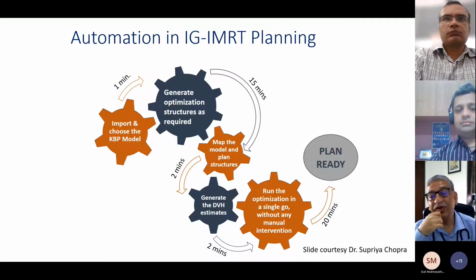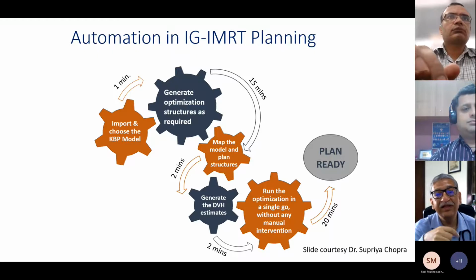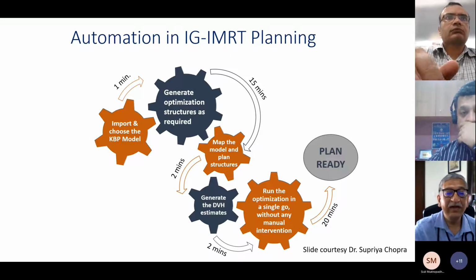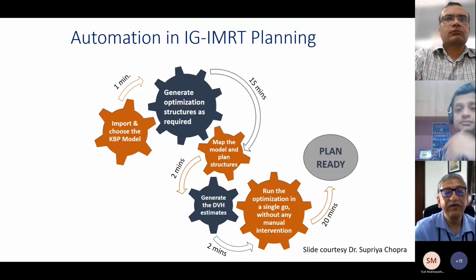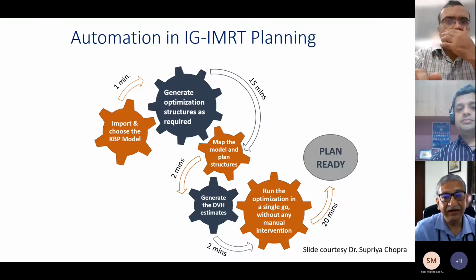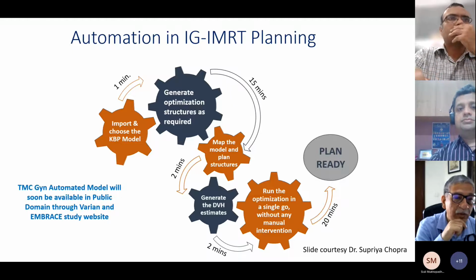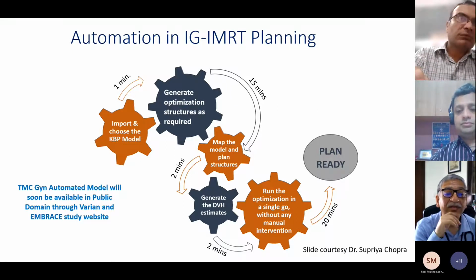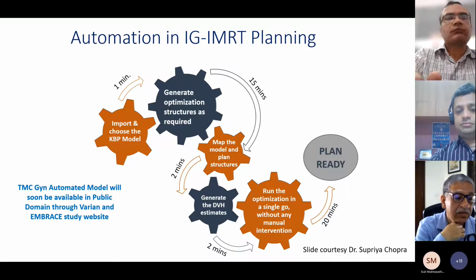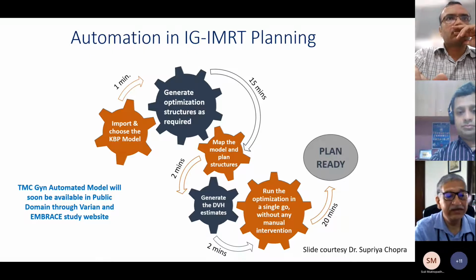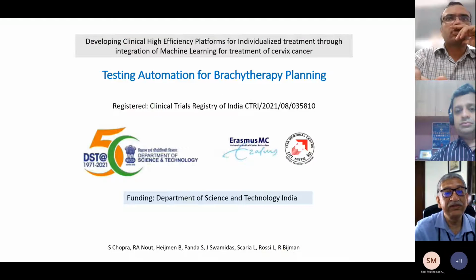And you will also note here that the total amount of planning time for the automated plan is only about 45 minutes compared with almost 4 hours of physicist and physician time that is required for human planning. So this particular plan was configured on a Varian platform, and this will now be available worldwide to all physicians as a choice for planning their patients when they are treating cervix cancer, including the regional lymph nodes.